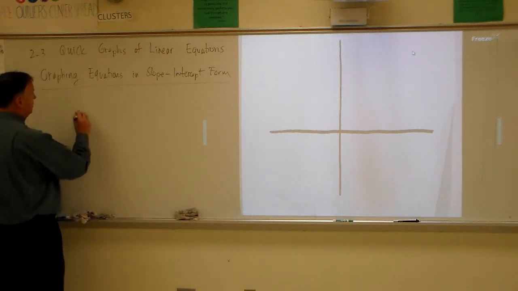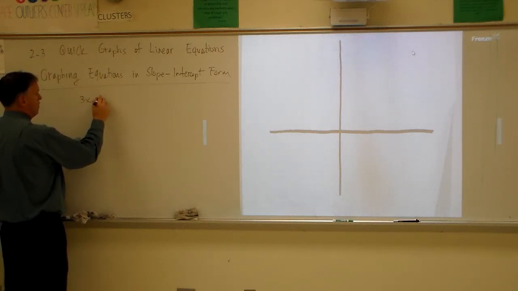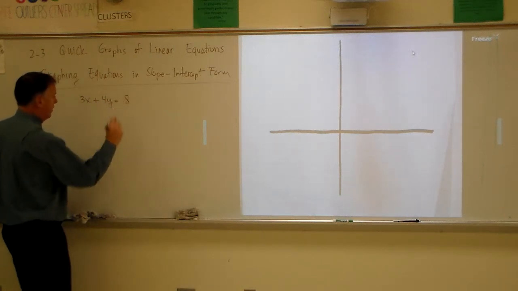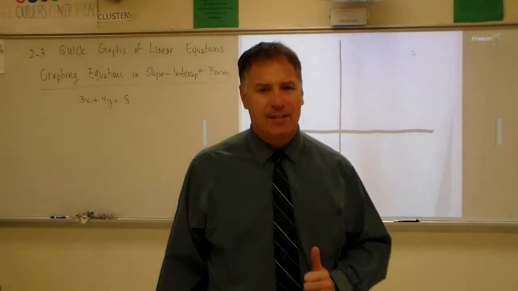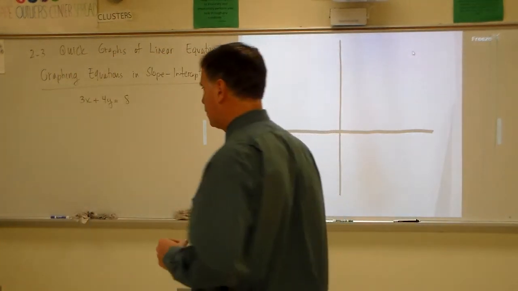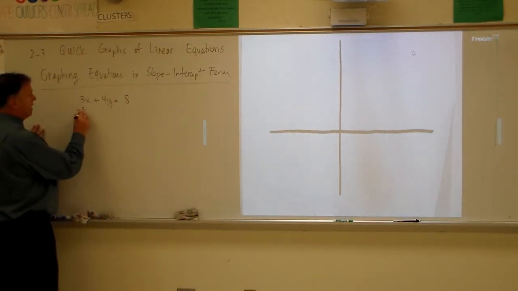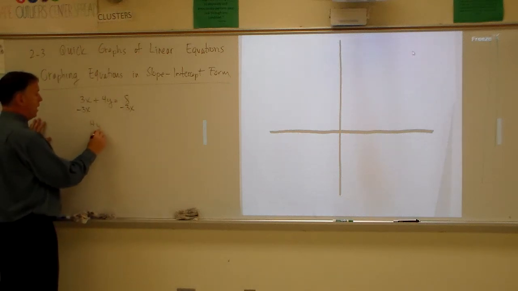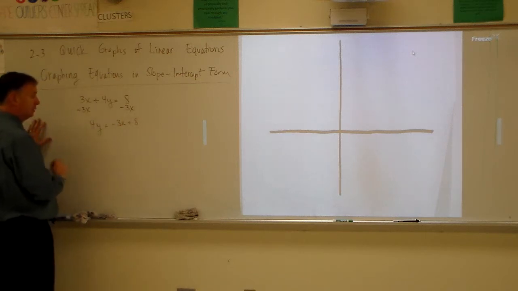So let's say I had this: 3x plus 4y equals 8. All right? So we've got to write it in slope-intercept form. We have to solve for y. So to solve for y, I want to get rid of this 3x. So I'm going to go minus 3x, and I get 4y equals negative 3x plus 8.